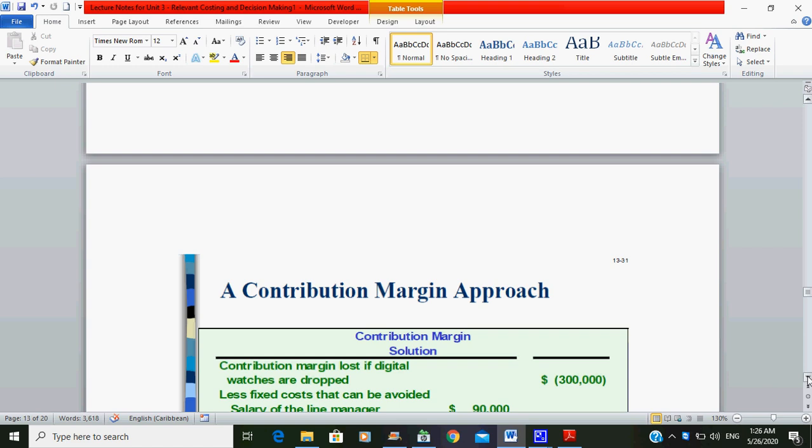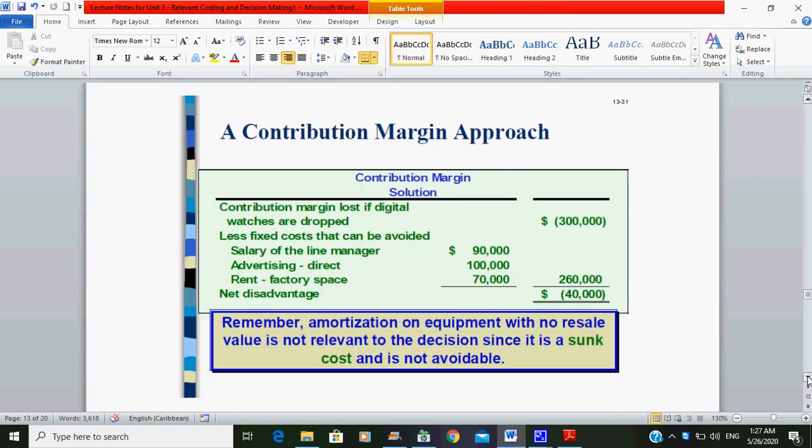Look at the solution. Contribution margin approach now. Contribution margin loss if digital watches are dropped is $200,000. Salary for line manager 90,000. Advertising direct 100,000. Rent factory space. These are costs that you avoided, which is 160,000, and the amount will be 40,000. Now, remember, amortization on equipment with no resale value is not relevant to the decision since it is a sunk cost and is not avoidable.